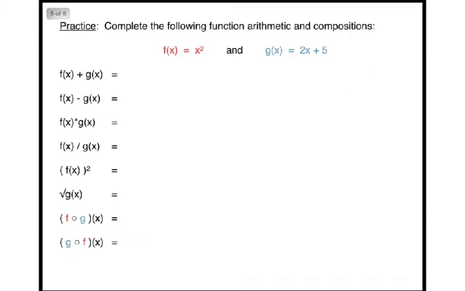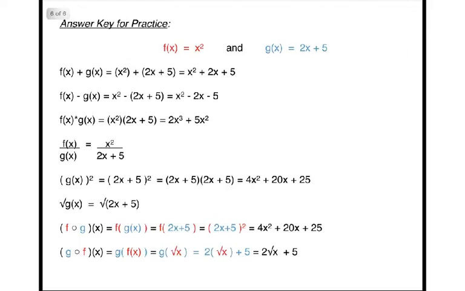Here are some practice problems. Complete all of the following function arithmetic and compositions using f of x equals x squared and g of x equals 2x plus 5. Go to the next screen to take a look at your answer key.